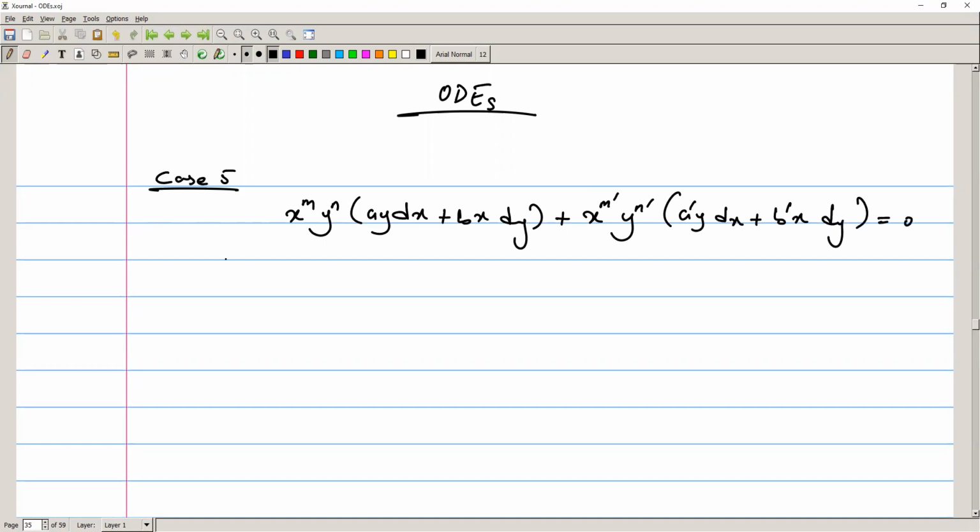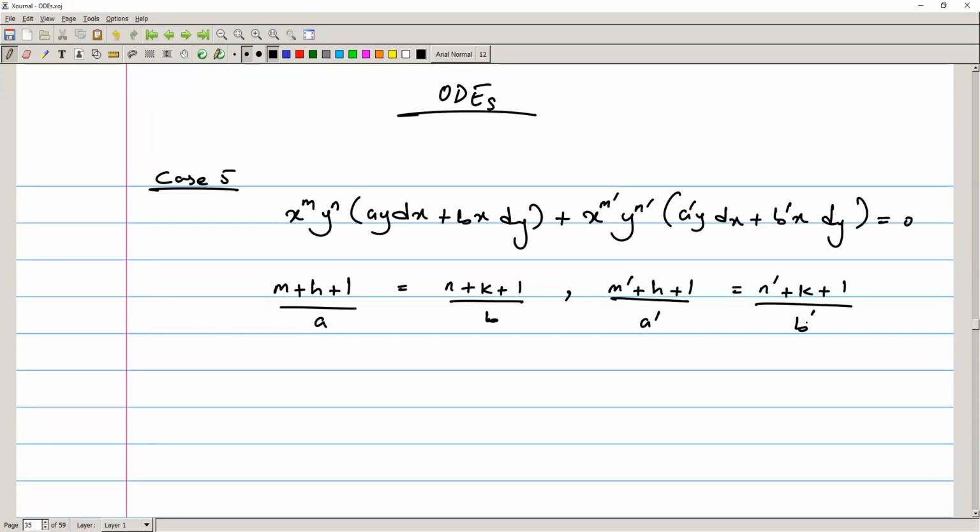So if we have an equation of this kind, then we can simply find the integrating factor by m plus h plus 1 over a is equal to n plus k plus 1 over b, and then m prime plus h plus 1 over a prime is equal to n prime plus k plus 1 over b prime.